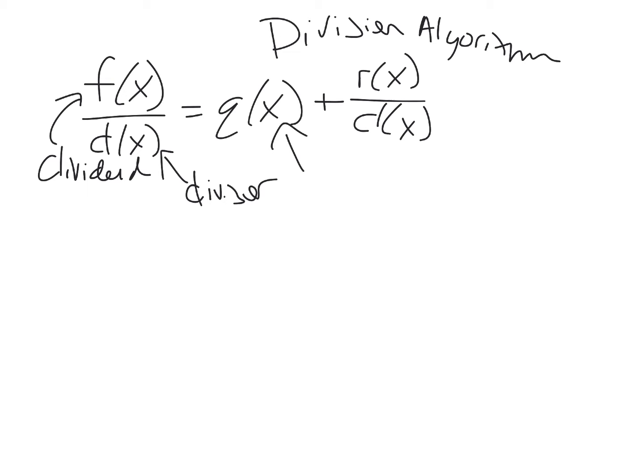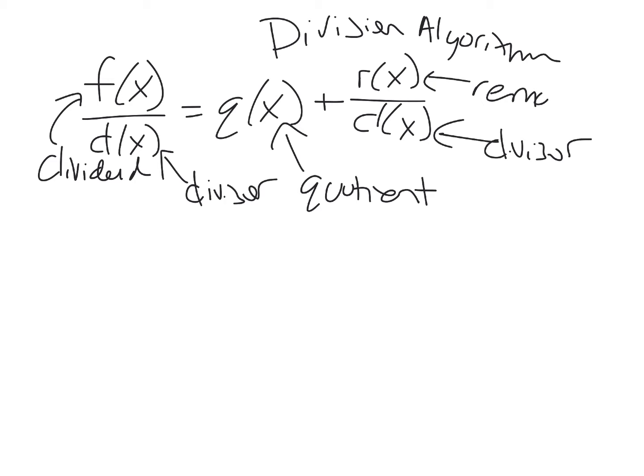Your solution to this will be your quotient. Once again, divisor. And this is your remainder. Meaning, we wrote it just fine in our answer on our first problem because we just had a quotient. We didn't have a remainder.